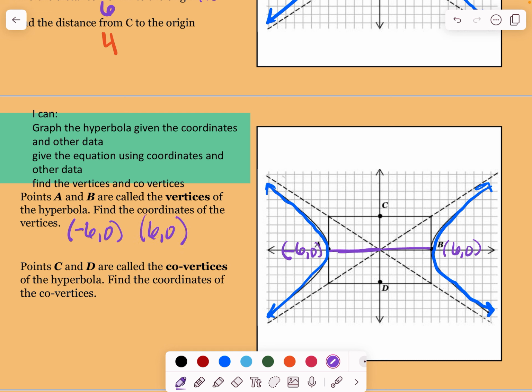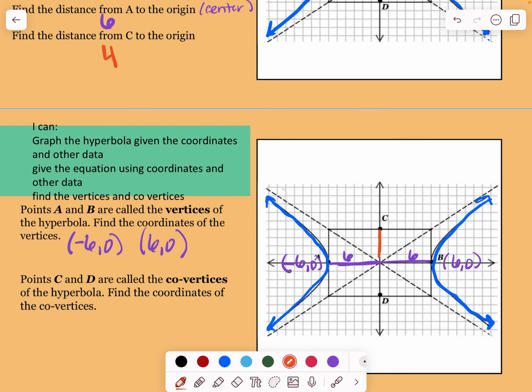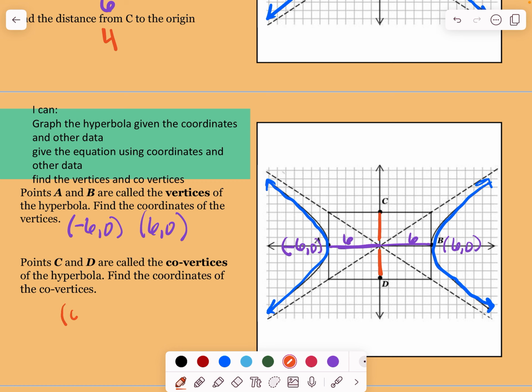This is from exactly above. I counted these, remember? We counted and we got 6 and 6. Because 6 is the bigger number between 6 and 4, 4 being our up and down direction. The bigger number is our vertices and tells us which way it opens. The smaller number is our co-vertices. So I go over 0 up 4 and over 0 down 4. Okay, so just like an ellipse, because 6 is bigger, that's my vertex. 4 is smaller, it's my co-vertex.